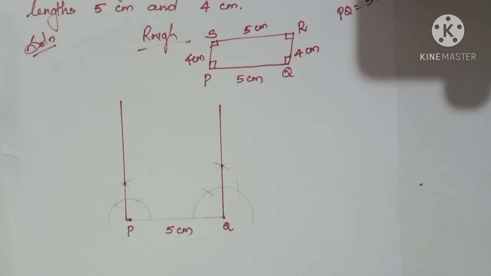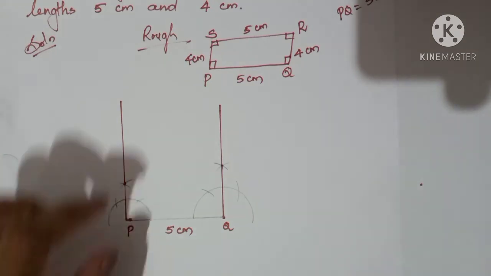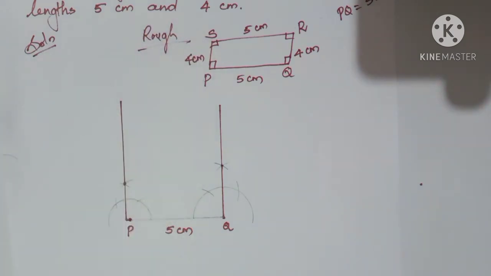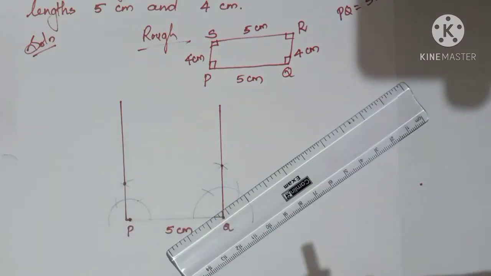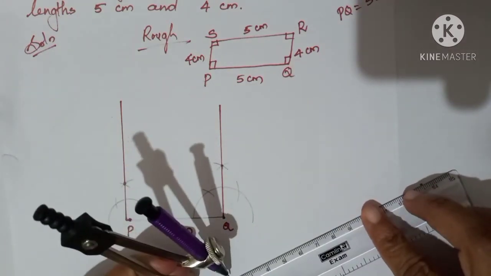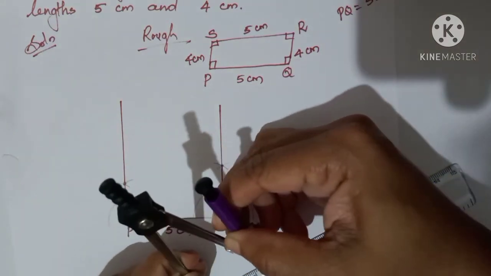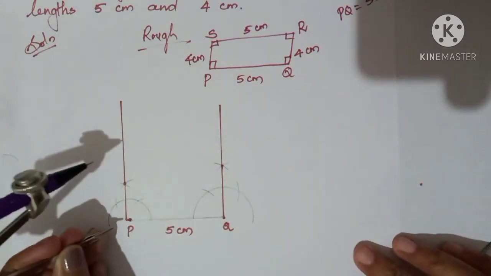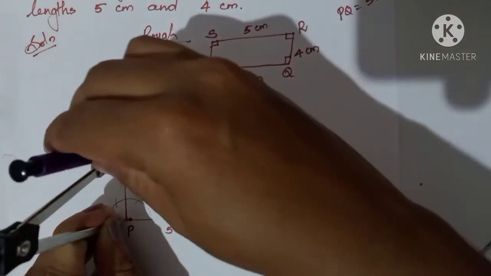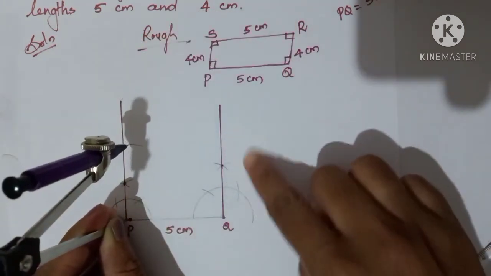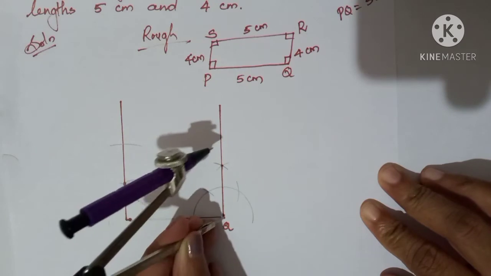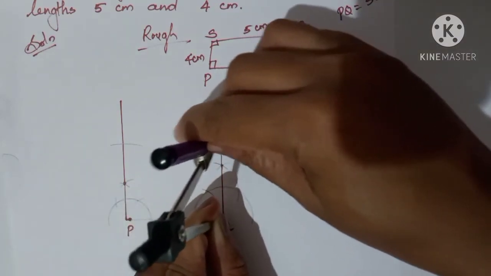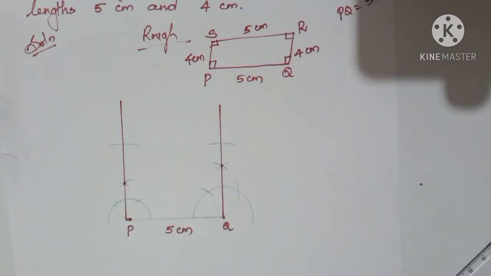What is the measurement of QR? 4 centimeter, right? Then what is the measurement of PS? 4 centimeter. So, opposite sides are equal, right? So, in a compass, take 4 centimeter. Okay, measure it 4 centimeter. Then you are going to keep the compass at the point P, cut an arc. Here also same measurement, right? So then keep at the point Q, cut an arc. Yeah, now we got the point.